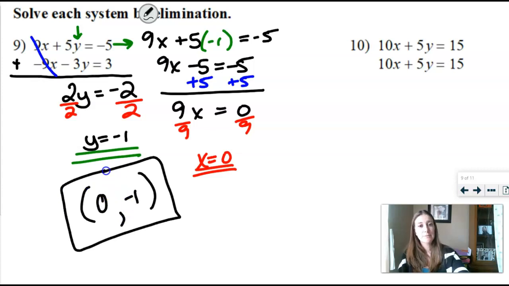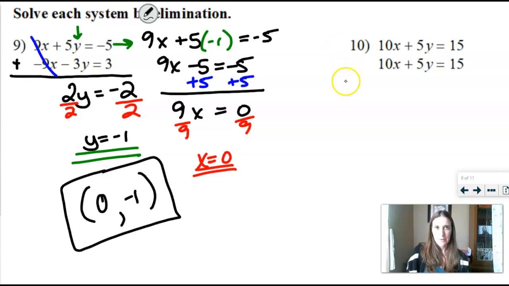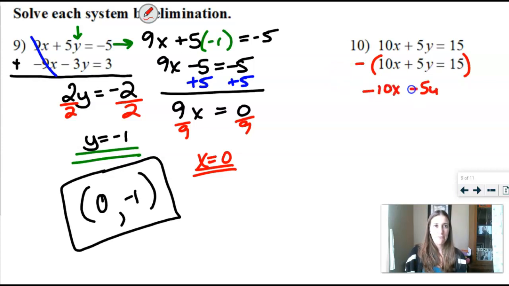Lovely. That problem worked out really nicely because things were already set up to eliminate. This next one isn't so nice because nothing eliminates. But if this 10 was a negative 10, that would be beautiful. So what we're doing right now is creating what's called a linear combination of this second equation. We're just multiplying every single number in it by a factor, negative 1 this time. And we're creating a new equation. So I'm going to write it under here: negative 10x minus 5y equals negative 15.